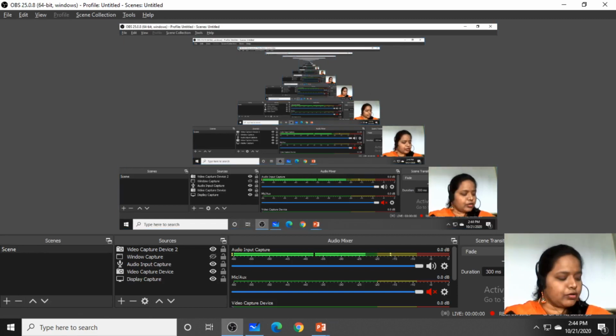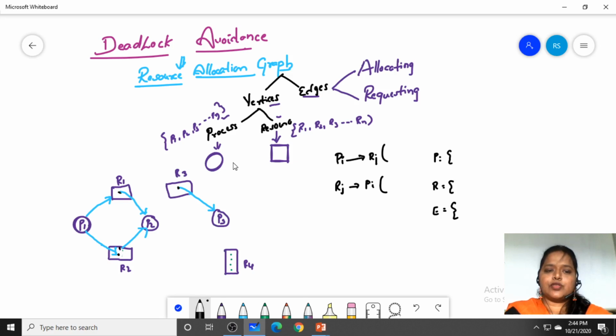So here we'll be going to see with an example. So this is an example diagram. Here we are going to have processes, as I have said before. Processes will be represented with a circle, and resources will be represented with a square. So what are the set of processes we are having? Here we are having P1, P2, P3.